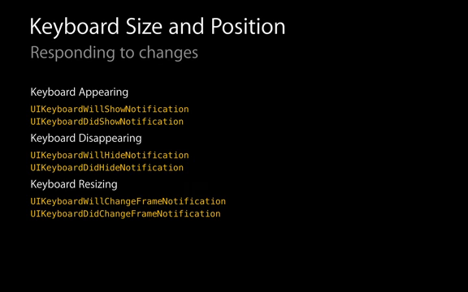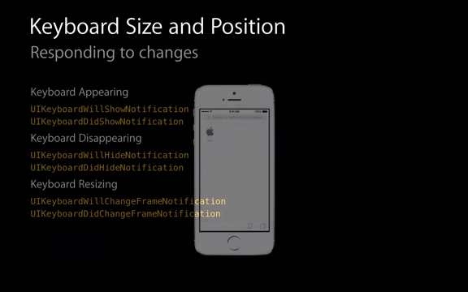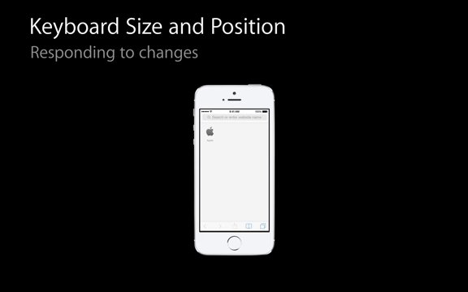Well, helpfully, the keyboard lets you know when it's coming in, going out, or changing size. So all you need to do is watch for those notifications. Now, what can you do with these? Well, here's an example of Safari. When the keyboard comes in, as you can see, the search field shrinks. And I'll play it again so you can see that these 2 animations are actually happening in tandem.